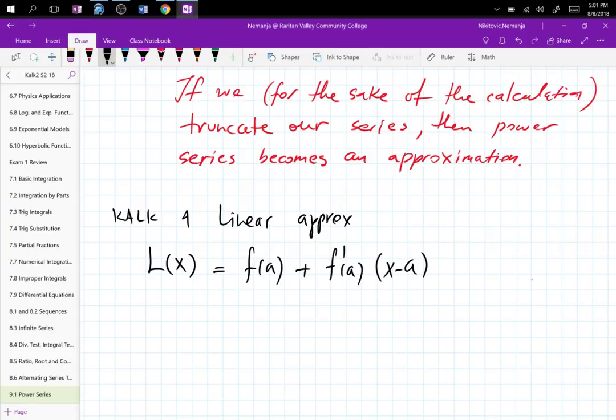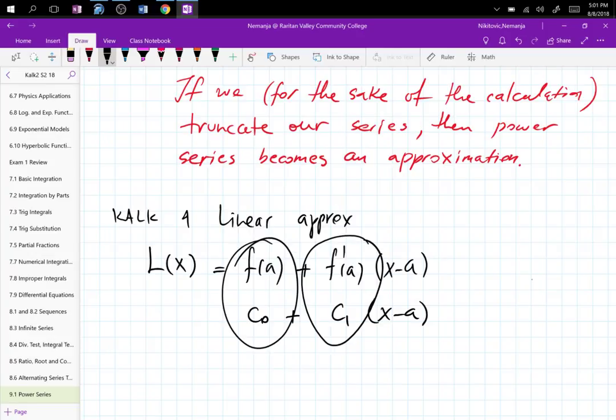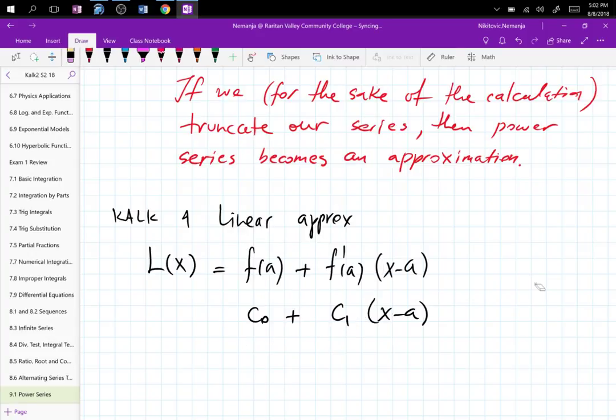Now, what I'm going to do is I'm going to just write a power series underneath the first terms, and I'll say c0 plus c1 times (x minus a). So how's this different? It's the same, because you have a constant here and a constant here, and then you have x minus a, x minus a. So this over here would be the first two terms of the power series.